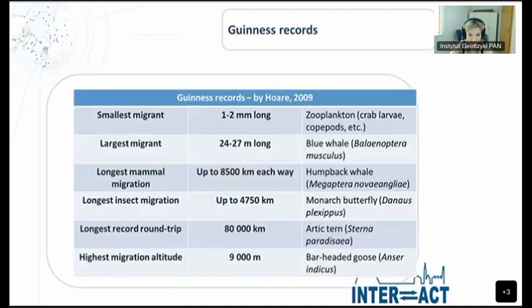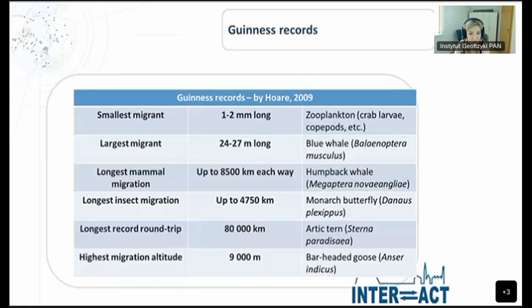So the Guinness records. Who is the smallest migrant? That's zooplankton, actually, which is, for example, crab larvae and copepods. And copepods are an especially significant and important group in polar regions, in the Arctic region in particular. And they're very, very tiny. An adult individual is maybe up to 1-2 millimeters long. So that's the smallest migrating animal, but it's actually a record holder also in another context, but we'll get to that.